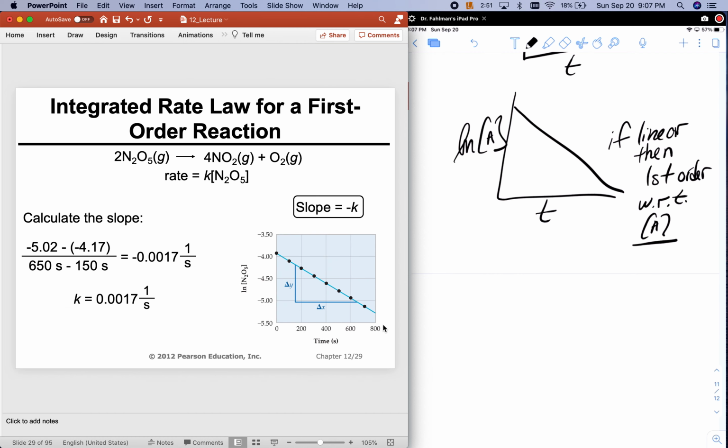Then you can calculate the slope. The slope here, rise over run, will give you k. It's a negative slope, so you're taking the negative of this value to get the rate constant. Just one thing to keep in mind for lab: if you get messed up with the negative, the rate constant can never be a negative value. So just take the absolute value of this. So it's 0.0017.